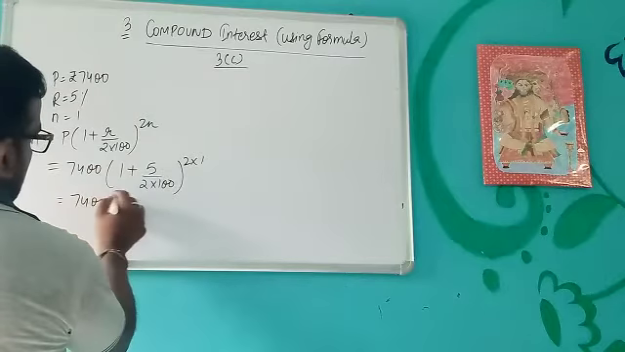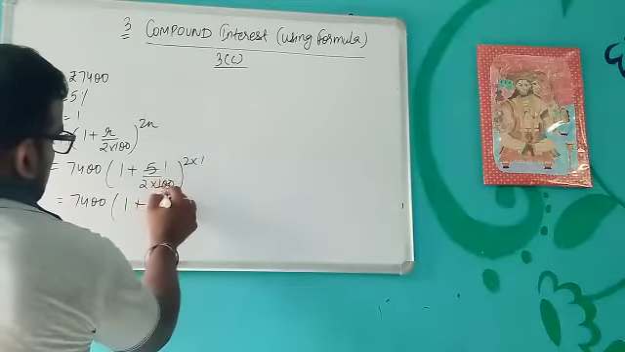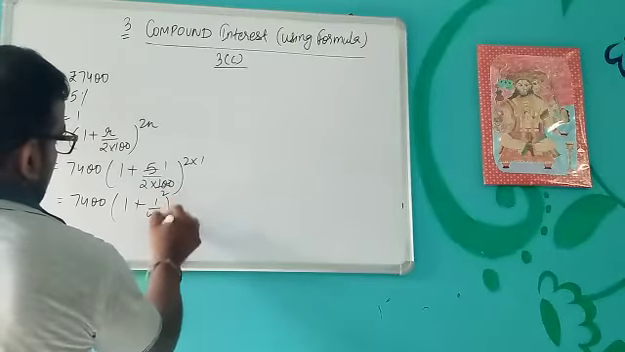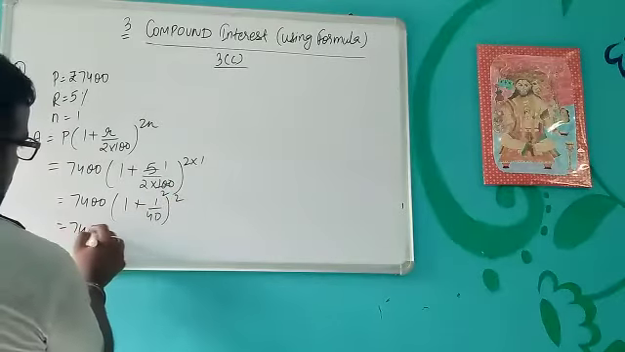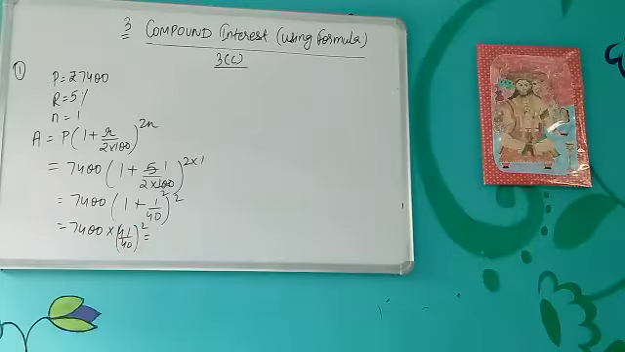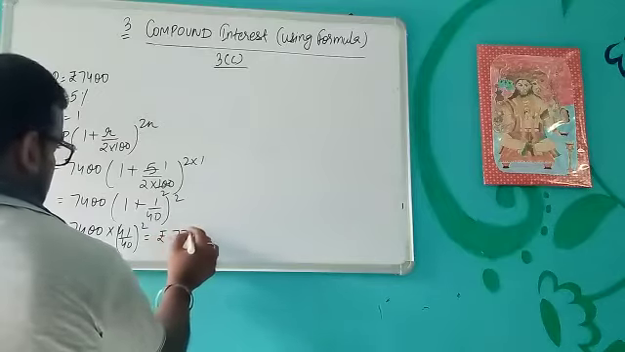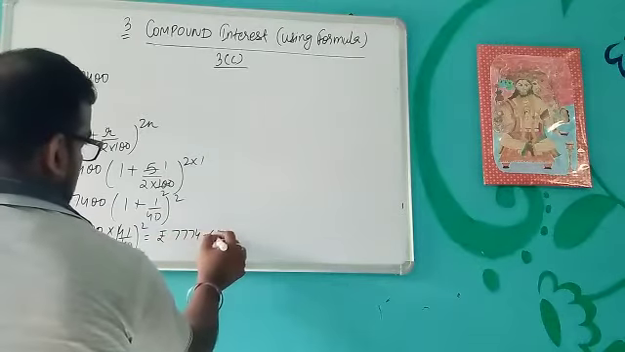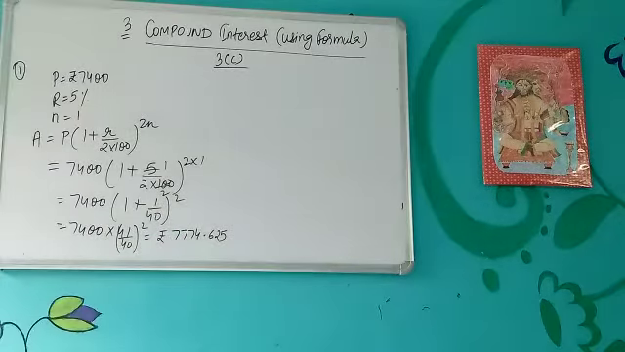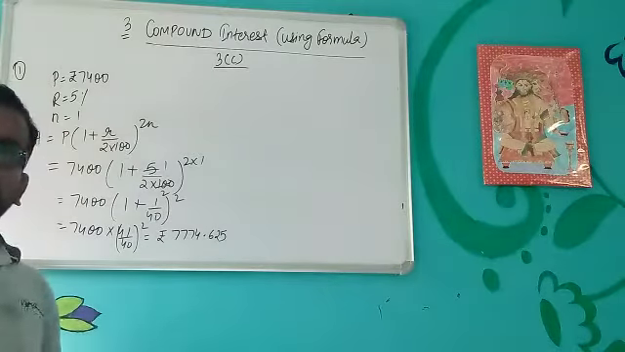So what will it become? See, 1 plus 1 upon 40 whole squared, that is 7400 into (41 upon 40) squared. And when you solve it, you will get the answer as 7774.625. Okay, so a straightforward question. Time is given, principal is given, we have to calculate the amount.